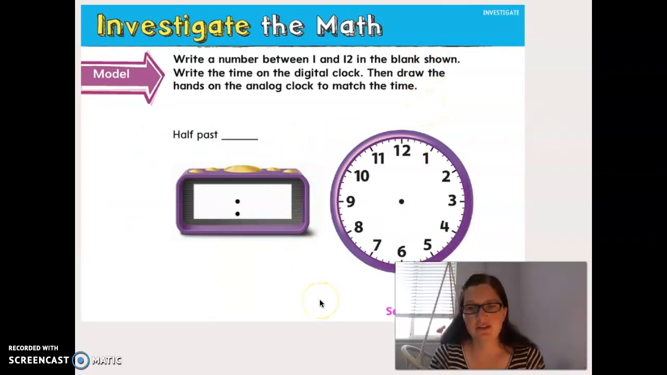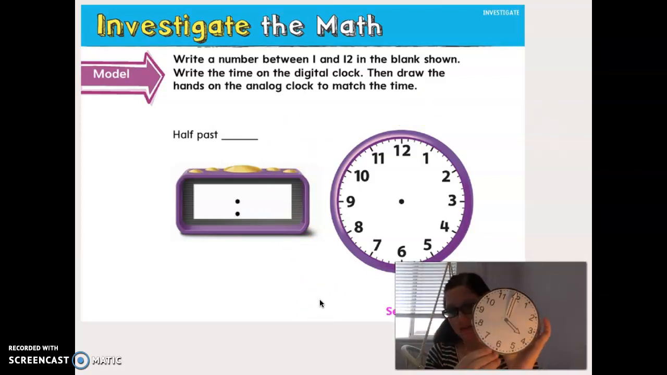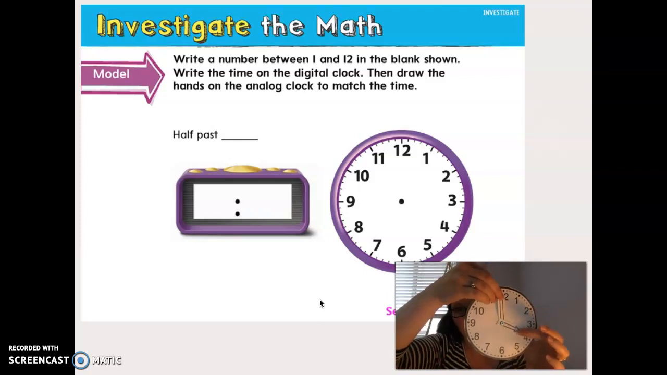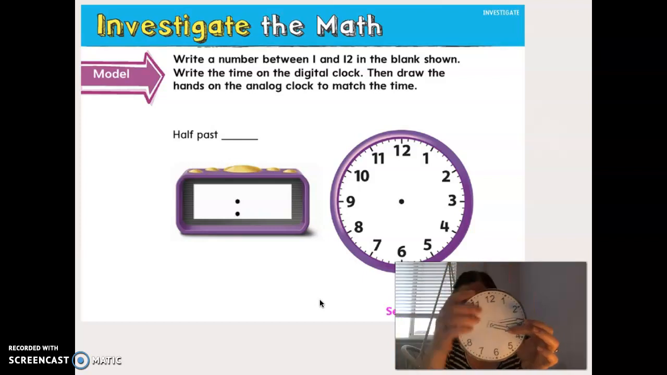So for the second part of the lesson, we are talking about time to the half hour, which simply means that if I look at a clock, let's get it so it's straight up for you. We're looking at the time that has gone past by moving the minute hand halfway. Let's see if I can do this without moving my hour hand. Halfway around the clock.